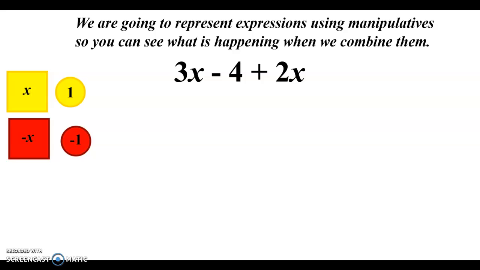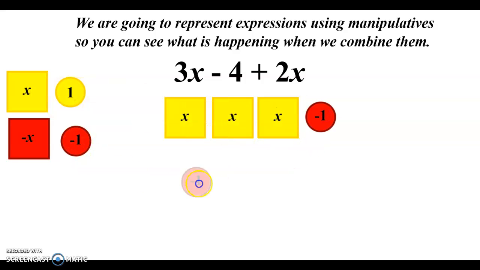This one is 3x minus 4 plus 2x. So I'm going to start off the same way. I need 3x and minus 4.